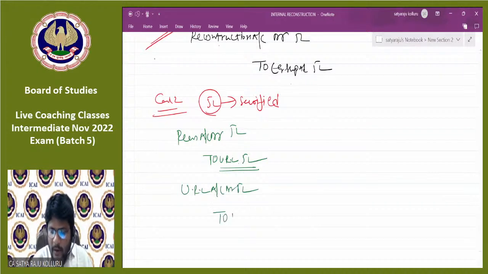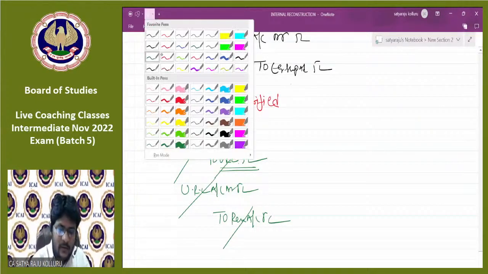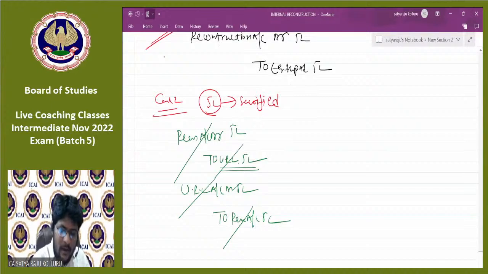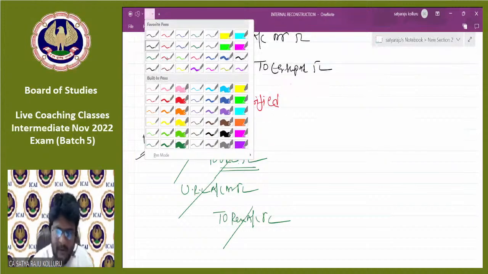The profit you can transfer to reconstruction account. Now, if you check reconstruction debit, reconstruction credit, unrecorded liability credit, unrecorded liability debit, that means for an unrecorded liability, if the other party is ready to sacrifice, the answer is no entry. The answer will be no entry. Do you understand, guys? All of you? No entry. Okay, let me put case number 3.